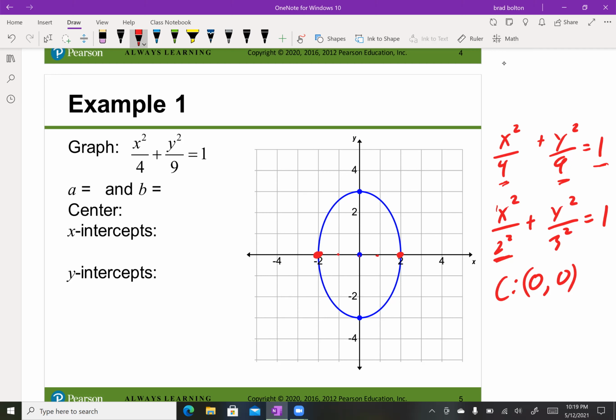Now for the y, because the y is 3 squared, we're going to walk up 1, 2, 3, and we're going to walk down 1, 2, 3. And then we connect the dots and we get our ellipse.